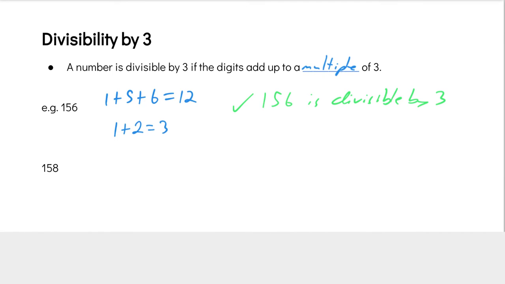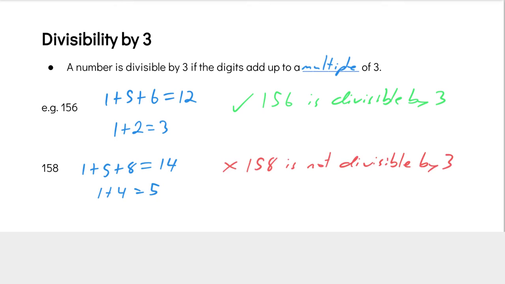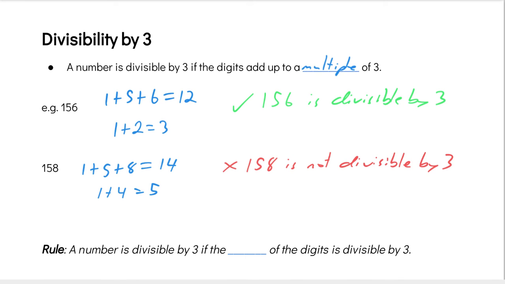But let's do another one. 158. Now I should know that if I'm only adding 2, that's not going to be divisible by 3, but we can double check with this method that we're using. 1 plus 5 plus 8 is going to be 2 more. It's 14, not divisible by 3. Neither is 5. Not a multiple of 3. So we can say 158 is not divisible by 3. The rule is a number is divisible by 3 if the sum of the digits is divisible by 3. Sum being the answer to an addition question.